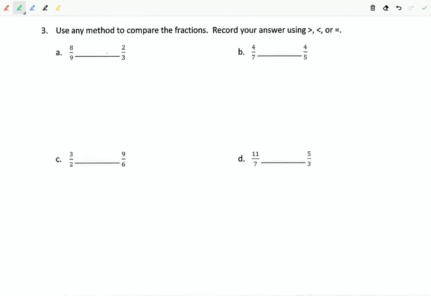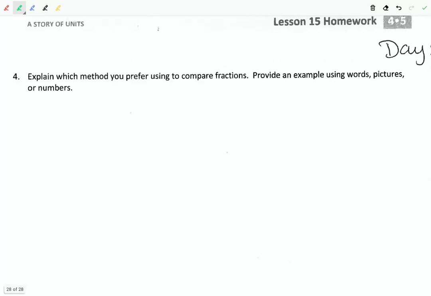And then here, number 3 says to use any method to compare the fractions. And then you need to record or write your answer using the symbols. Again, any method, either area model or multiplying top and bottom, okay? There's a word problem here. It says explain which method you prefer using to compare fractions. Provide an example using words, pictures, or numbers.